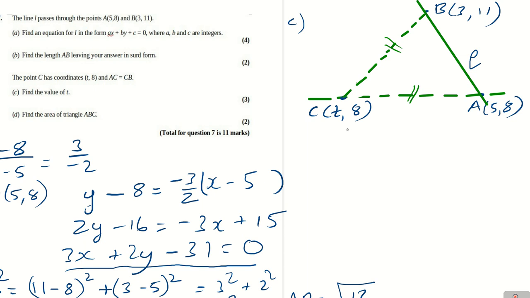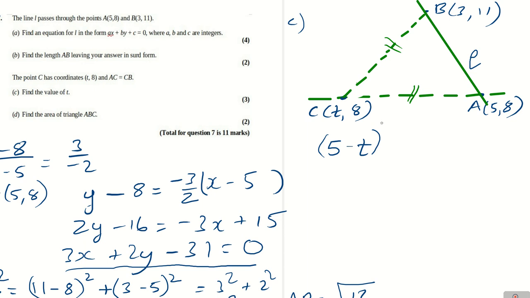Well, because we know that AC is the same length as CB, we can use our equation for the length of a line. But the thing is, because C and A are on the same horizontal level, you should be able to see that the distance from C to A is just going to be 5 minus t, because we don't need the y components because it's on a horizontal level. So the distance from A to C, or from C to A, will just be 5 minus t.